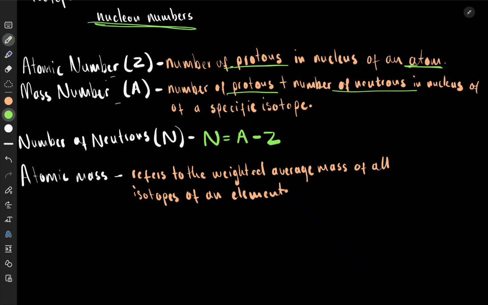But mass number is when you add protons and neutrons. They are both in the nucleus, right? So now we are combining them and we get a number called mass number. And that number is for a specific isotope. It's not for all atoms of an element. So when you are asked for mass number, you say it's the sum of the protons and neutrons in the nucleus of a specific isotope.